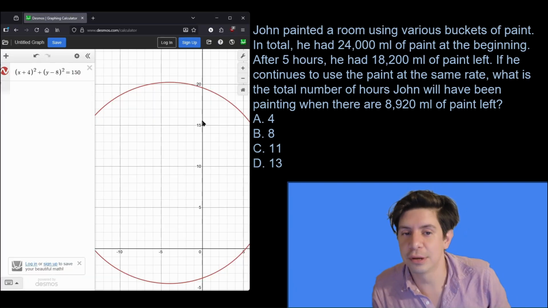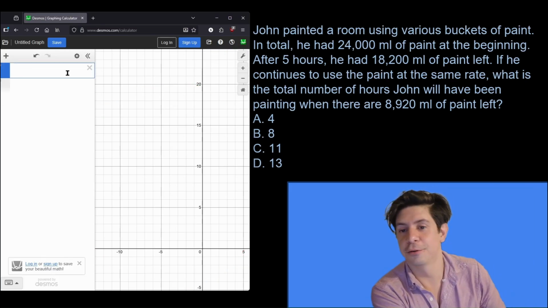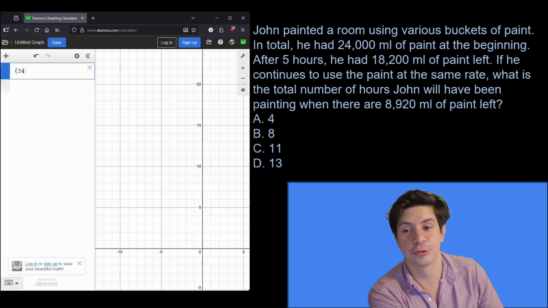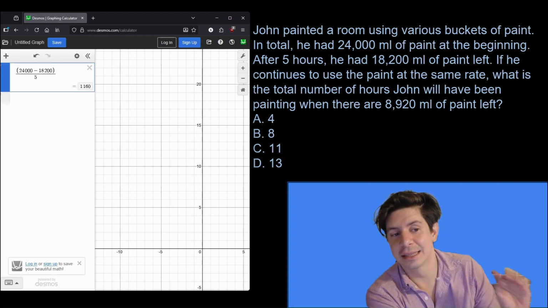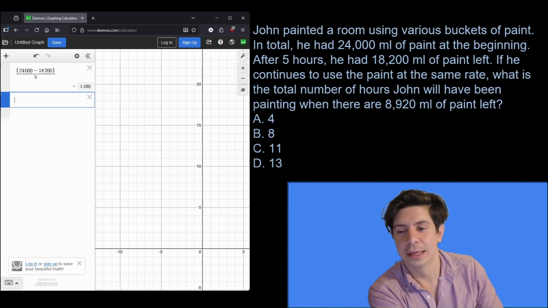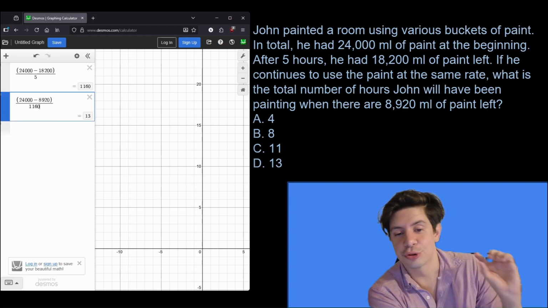Okay, so for this one, I'm just going to use the Desmos calculator, and I'm going to show you how to do it. First I'm going to find how much is lost by doing 24,000 minus 18,200 and dividing that by 5. So it's 1,160 an hour. And then I'm going to do 24,000 minus 8,920 and divide this by the rate lost per hour. So it's 13 hours total.